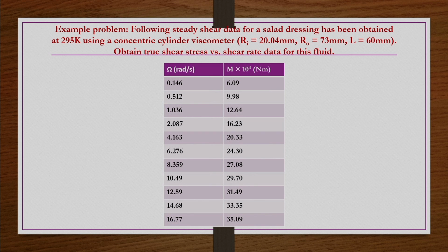Okay. If omega is given and torque is given, then you can find the shear rate and shear stress respectively. Torque you can use to get the shear stress expression, and omega you can use to get the shear rate expression. But in order to get the shear rate expression we have to be specifically clear about the value of K, and only then can we select the corresponding equation for shear rate.